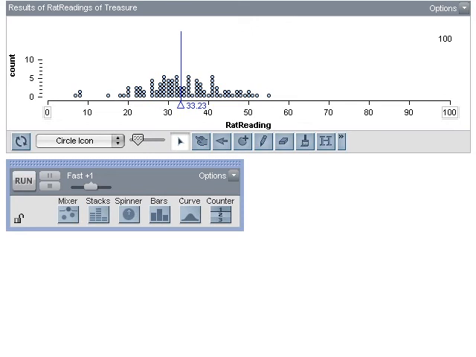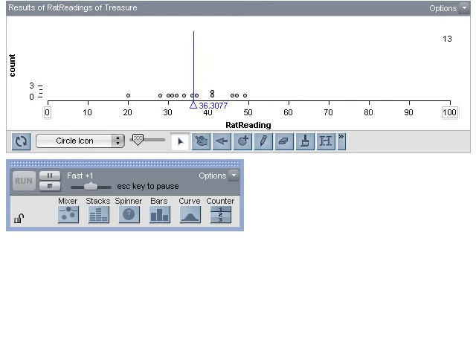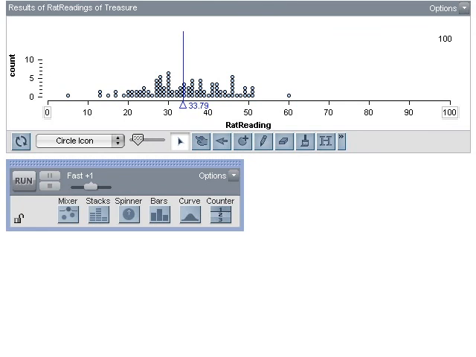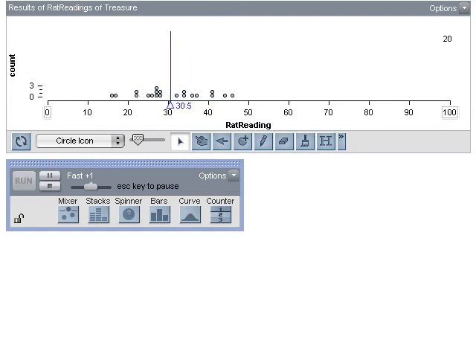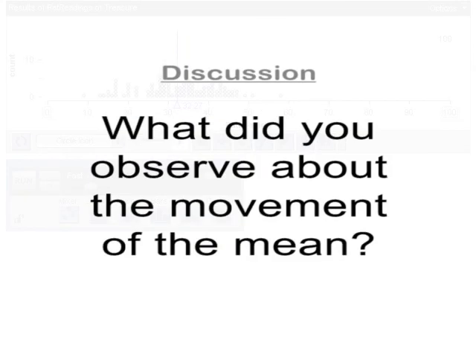Let's explore what happens to the mean as we grow a sample from size 1 or 2, where we know the mean is not a very reliable estimate, to 100, where we know it is extremely reliable. Let's do that again. Watch carefully how the mean moves as the sample gets larger. Pause the movie and describe what you observe about the movement of the mean.